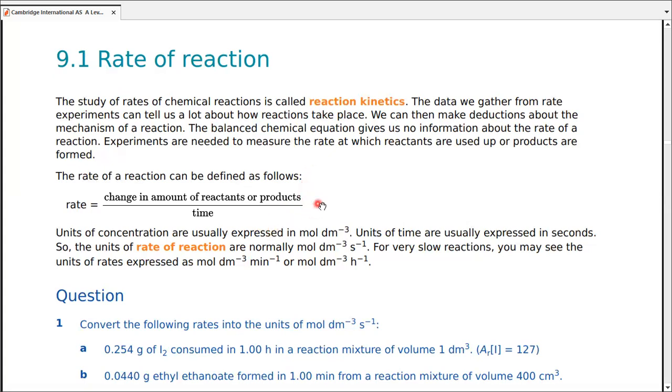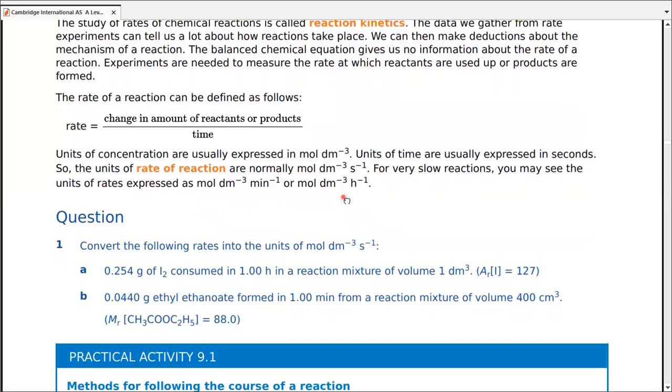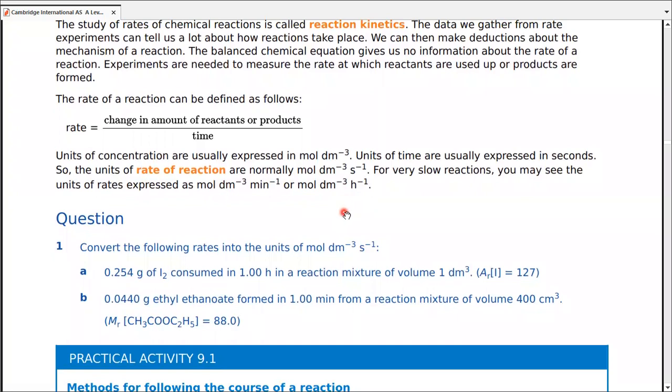Now, the balanced chemical equation gives us no information about the rate of reaction. So experiments are needed to measure the rate at which the reactants are used up or products are formed, and that's how we define the word rate. Whenever it comes to the word rate, it means something is being divided by time. So time being the denominator is pretty specific whenever we use the word rate, be it chemistry or physics.